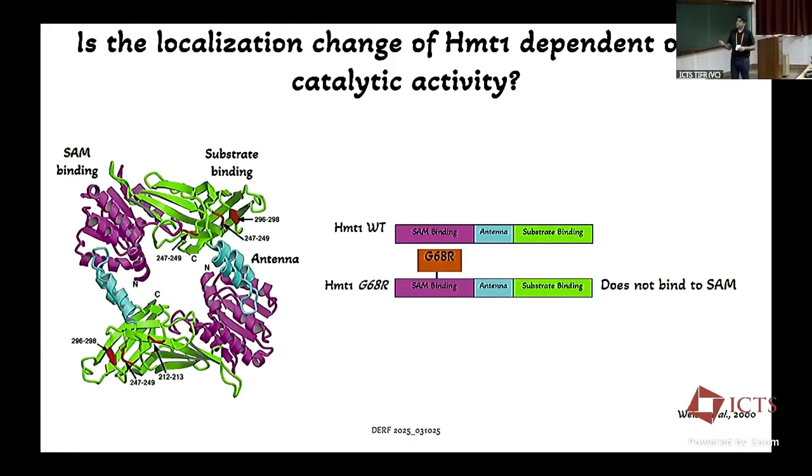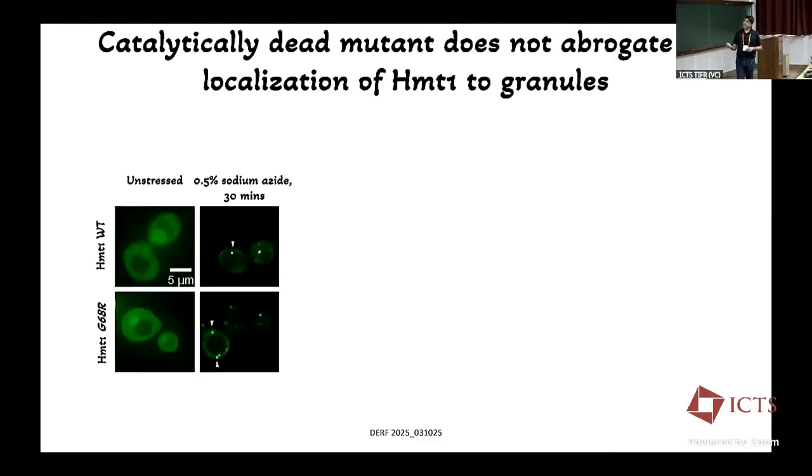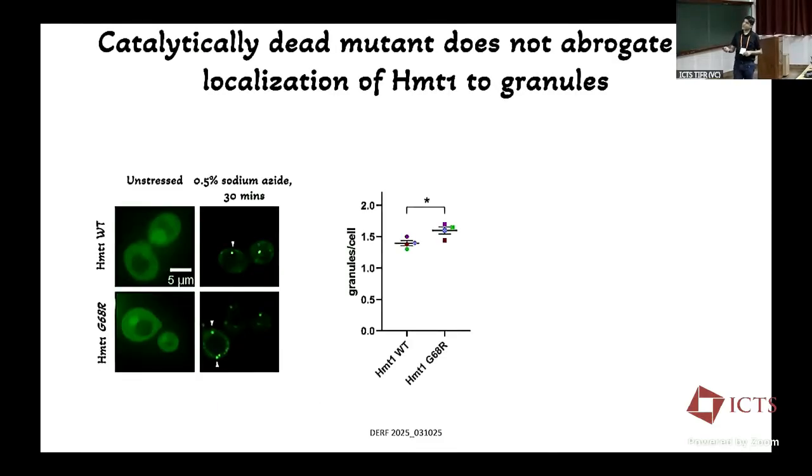So she created this mutant and looked at its localization, again by the same scheme, and what she finds is that the catalytically dead mutant pretty much localizes to puncta in a manner that's comparable to wild type. If anything, it's actually slightly better than wild type in terms of localizing to the puncta, right? So this means that whether the enzyme is active or not, it likes to come to the cytoplasm and localize to these puncta.